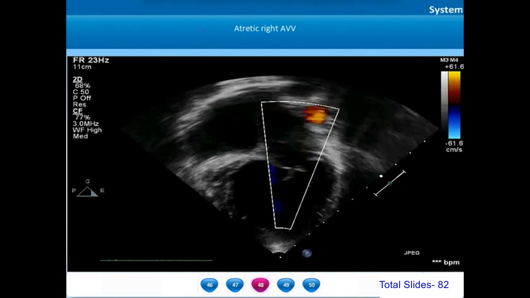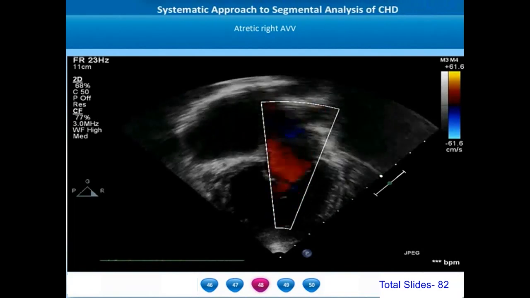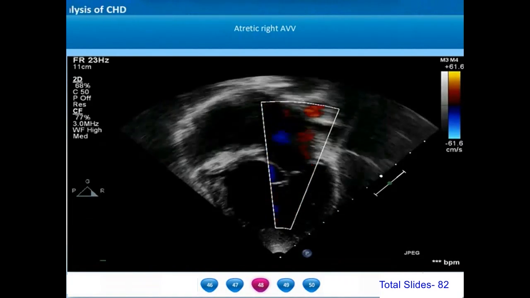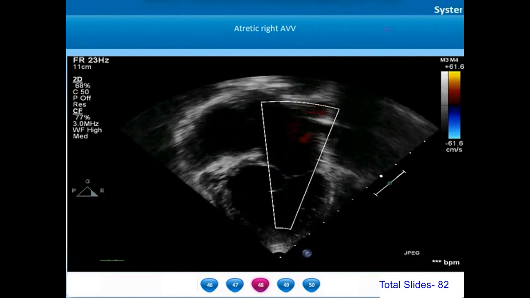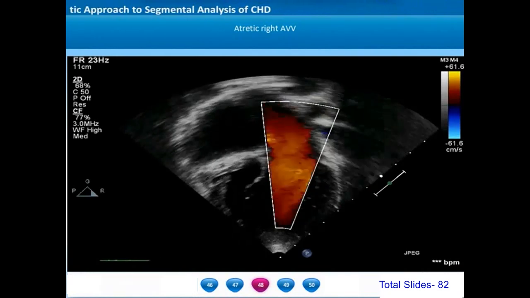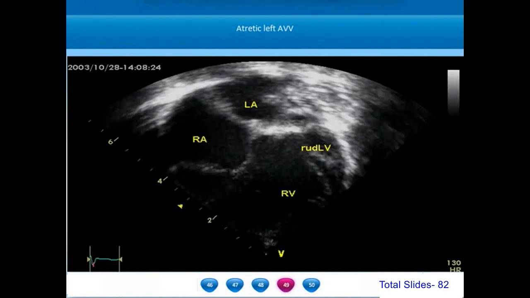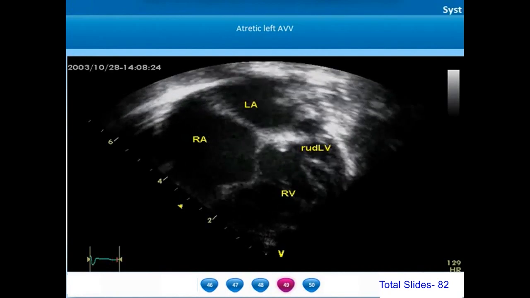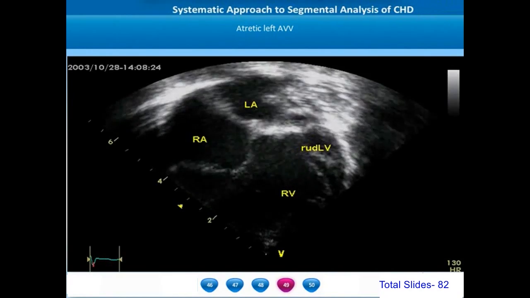In the univentricular atrioventricular connections, we started seeing hearts which have two atrioventricular valves. They can either be concordant atrioventricular valves or discordant atrioventricular valves. Then we moved on to see common atrioventricular valve. Sometimes one of the atrioventricular valves can be atretic. This is an example of right-sided atrioventricular valve being atretic, which is classically defined as tricuspid atresia. Sometimes the left-sided atrioventricular valve can be atretic. All these will represent univentricular atrioventricular connections.